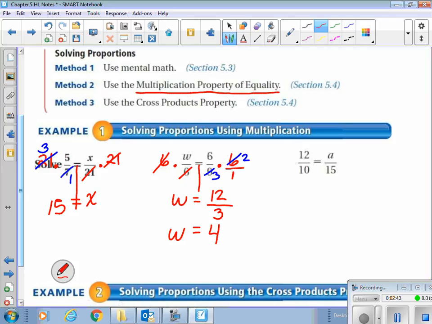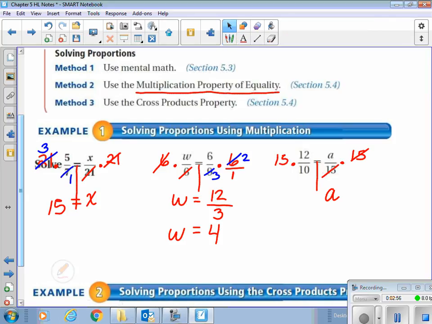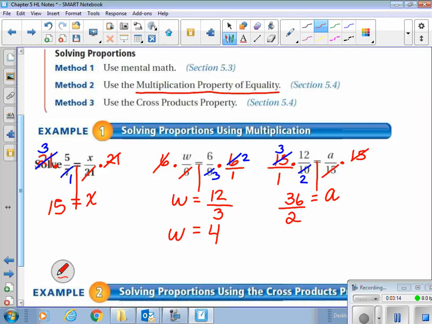And in the last one, we're trying to get rid of dividing by 15. So you would multiply both sides of the equation by 15 to get a alone. Over here, I'm multiplying by 15. 15 and 10 are diagonal to each other. They're both divisible by 5. 5 goes into 10 2 times and into 15 3 times. I then can multiply my numerators. 3 times 12 is 36. And if I want to think of this as being over a 1, 1 times 2 would give me 2. Again, I have an improper fraction. I'm going to simplify a. 36 divided by 2 is actually 18.